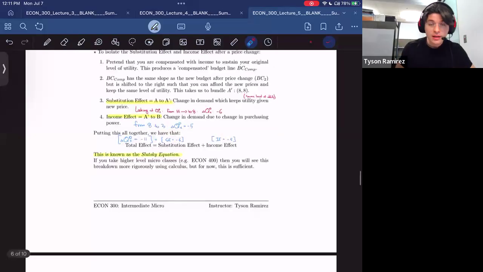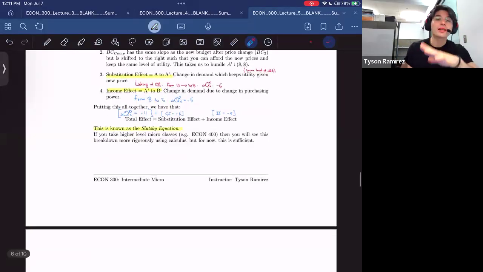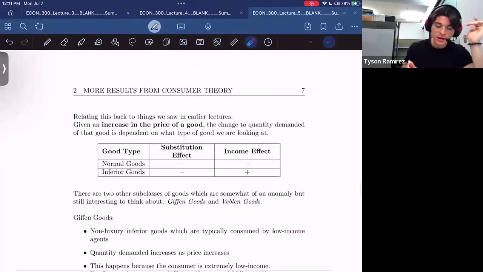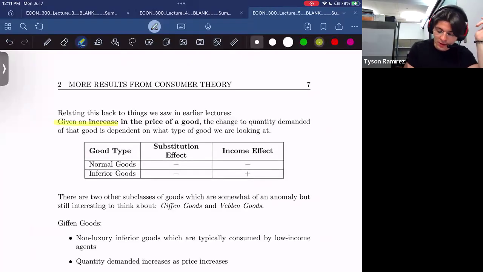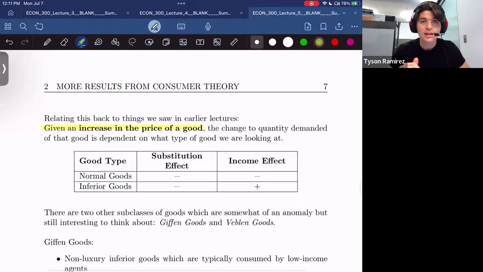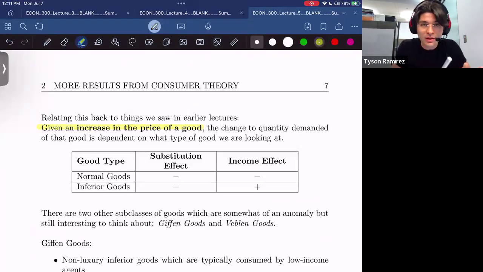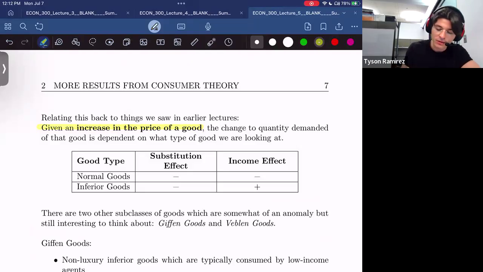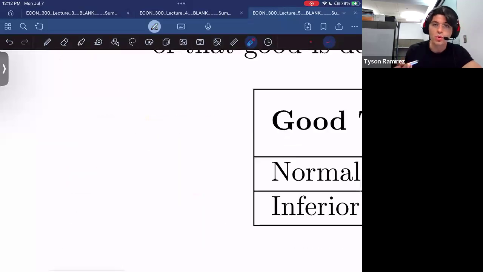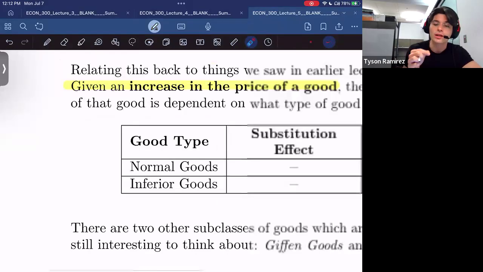Okay. Now, where are we going next? Well, let's relate this back to some things that we saw in the last lectures. Remember, we were considering an increase in the price of a good. We remember in the last lectures, we referred to two types of goods. We had normal versus inferior goods. I gave the intuition that normal goods are your name brand goods. For normal goods, you purchase more as you get more income.